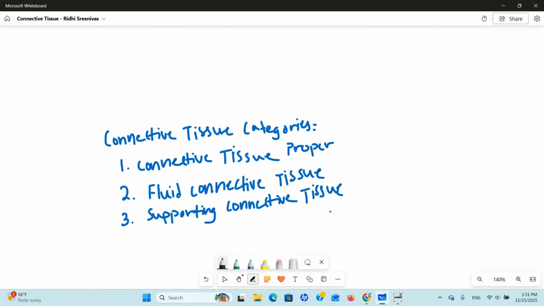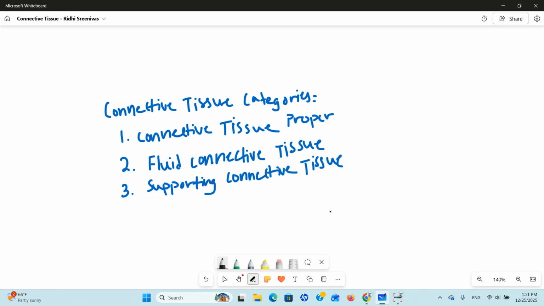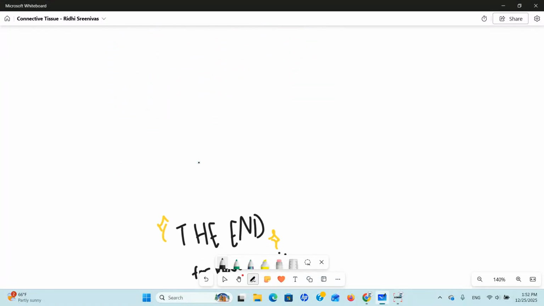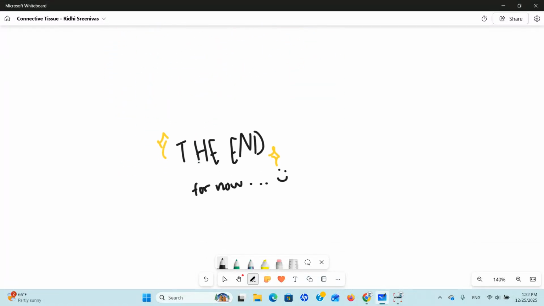So now that we've looked at the three features used to classify connective tissues, the types of cells, the types of fibers, and the amount of ground substance, these features are used to group connective tissues into three categories: connective tissue proper, fluid connective tissue, and supporting connective tissues. We'll talk about connective tissue proper in the next video. But that is the end of this video, because I just want to give you a general understanding of the components of connective tissue in general.